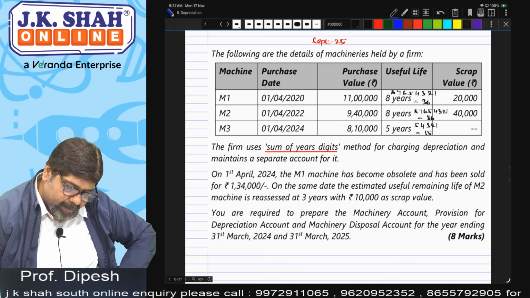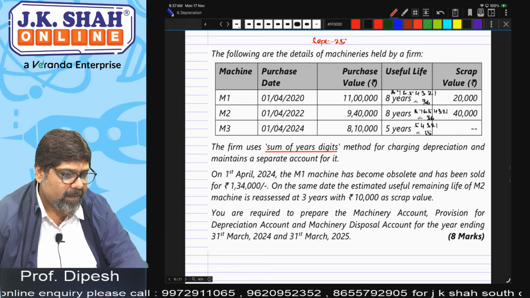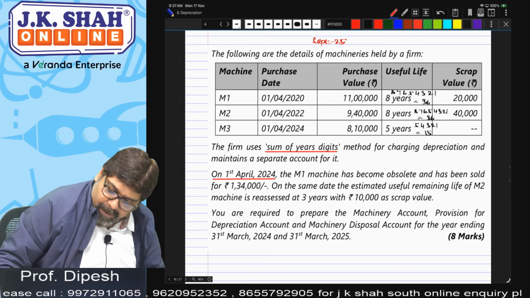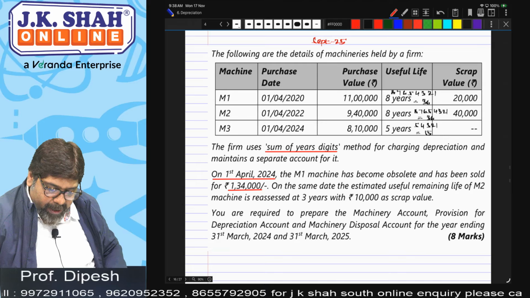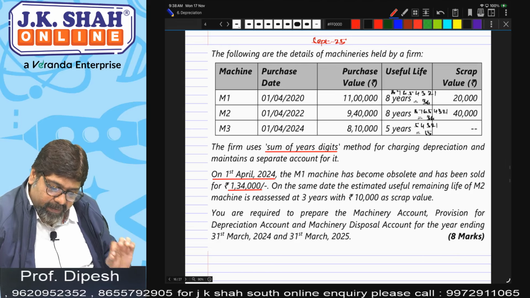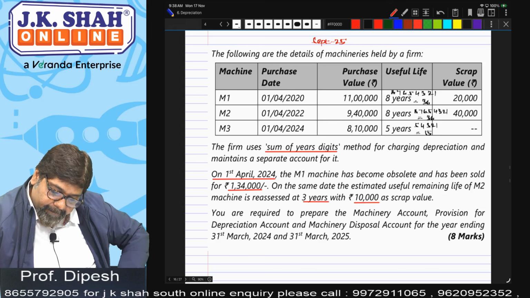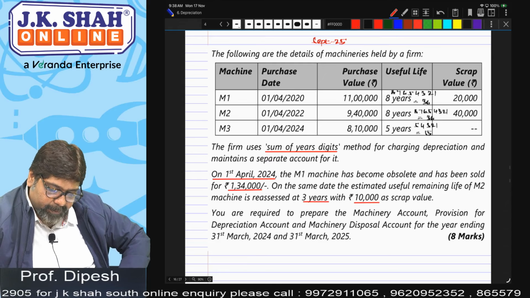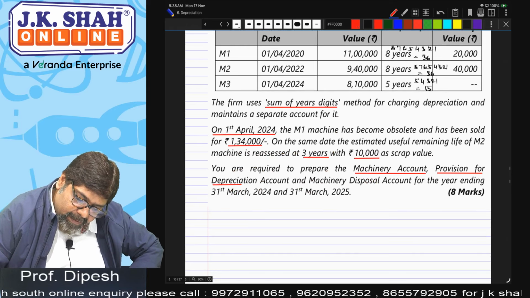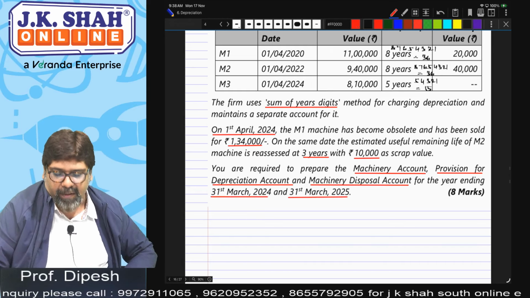Now, the firm uses sum of years digit method. On 1st April chartered, M1 has become obsolete and has been sold for 1,34,000. ठीक है. On the same date, the estimated useful life remaining of M2 machine is reassessed at 3 years with 10,000 as scrap value. 1424 को अच्छा, you are required to prepare machinery account, provision for depreciation account and machinery disposal account for the year ending 31st of March 24 and 31st of March 25.